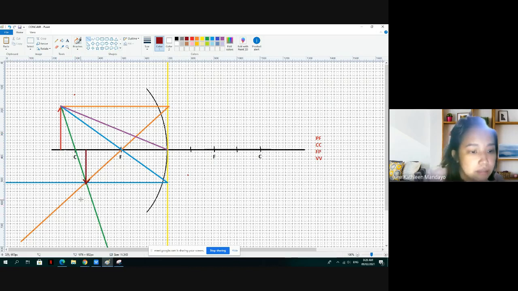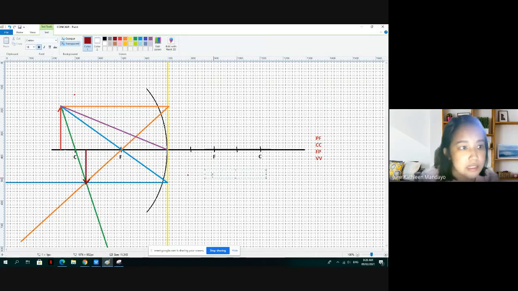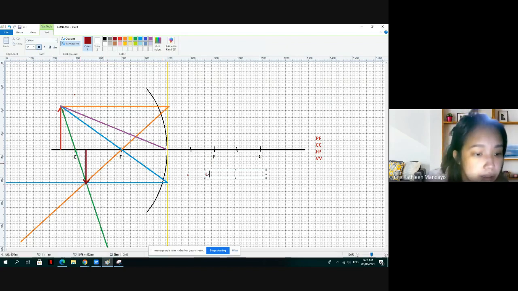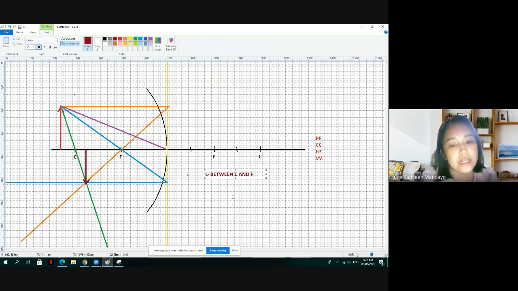Okay? So, how can we now describe this one? Sabi natin, we use the notations LOST. So, starting from the location, nasan daw yung image na na-form natin? Since meron na tayo dito notations such as C and F, you can use them as references. So, in that case, we can identify the image between C and F. Okay, nasa gitna daw po siya ni C at saka ni F.